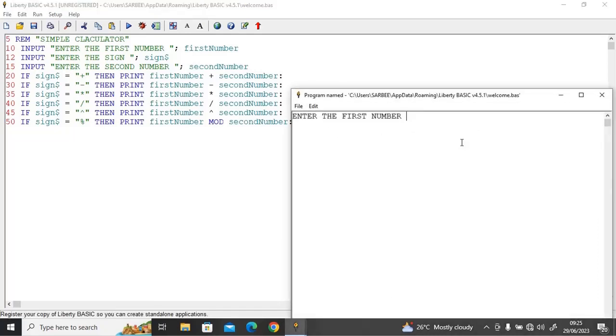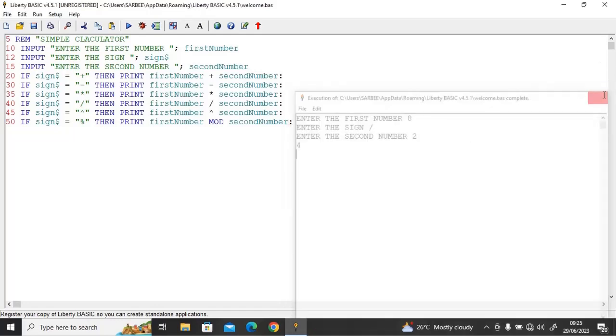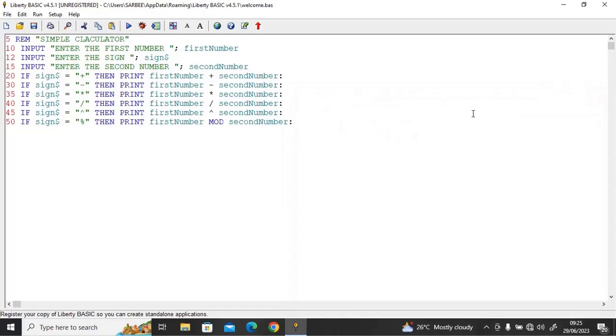If I even use division also, I will get the same thing. For division, let's say the first number is 8. The sign there is a slash, then divided by 2. That is 4. So this is a simple calculator. You can make it more advanced by adding sine, cosine, all these things.